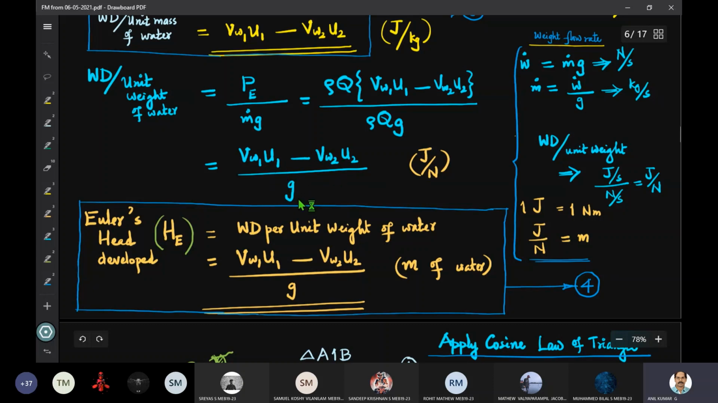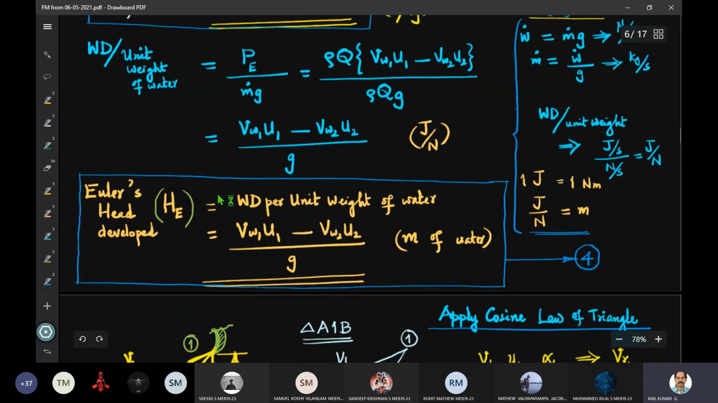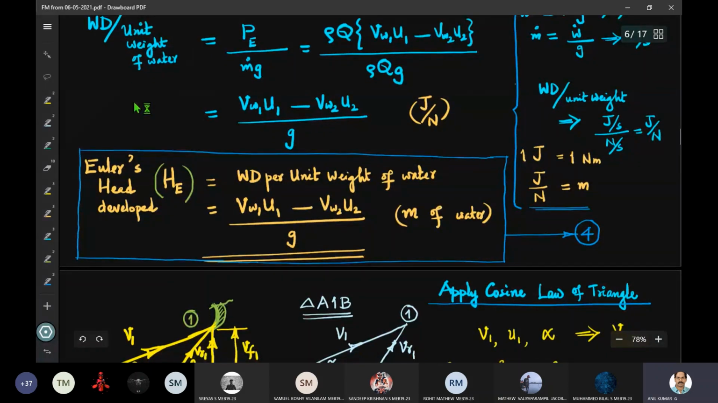This is an extremely important expression because this gives the work done per unit weight of the fluid. And in the case of a hydraulic turbine, it is work done per unit weight of water. And what is its unit? The numerator is joule per second and the denominator is Newton per second. So you'll get joule per Newton. What is joule per Newton? You know that 1 joule is 1 Newton meter. So joule per Newton means meter. So that means it is a head rating. So it is an important expression because this gives the Euler head developed.